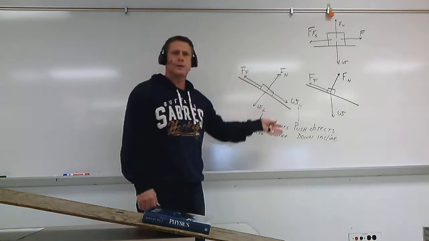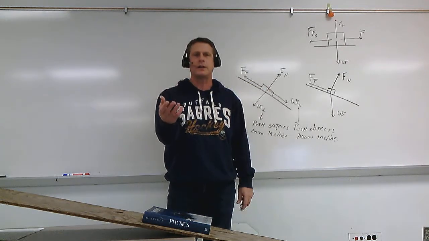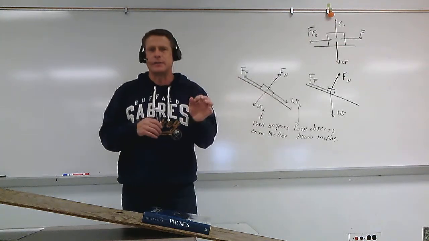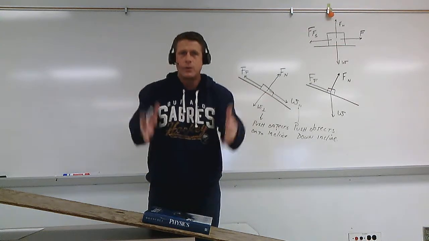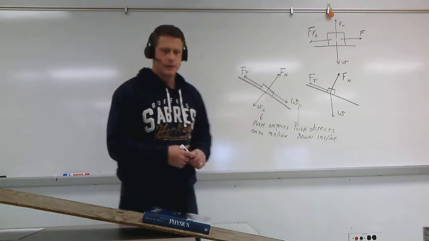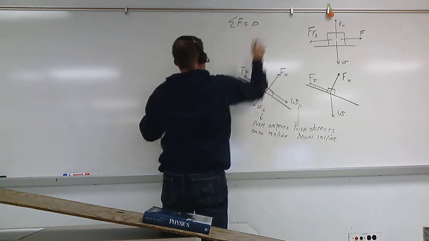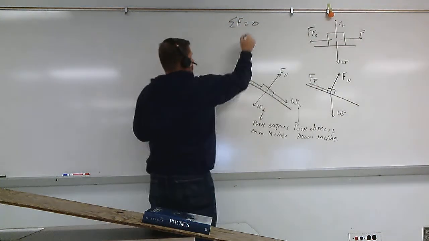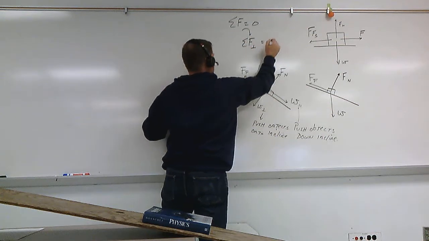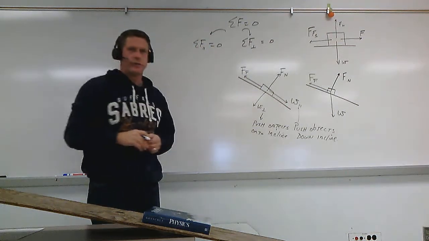And guess what? Now we've got all these things, and all of our forces are either parallel or perpendicular to the incline. So instead of working with some of the forces in the X and some of the forces in the Y, now we work with some of the forces perpendicular to the incline and some of the forces parallel to the incline. So we know that this book is in equilibrium. So we know that the sum of the forces acting on the book is 0. Well, we've really got two paths to go here: the sum of the forces perpendicular to the incline equals 0, and the sum of the forces parallel to the incline equals 0.